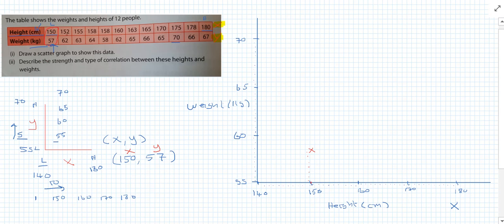So the second point then is 152 the x and 62 the y. So 152. So we're going to go, so that's 151. 152 is going to be roughly around here, and then we have to go up to 62. So we're going all the way right up to, so up here to, so that's 61 and 2, so it's going to be roughly here. So that's our second coordinate.